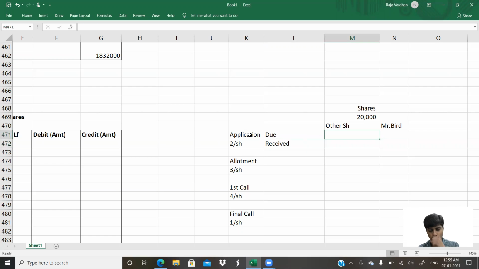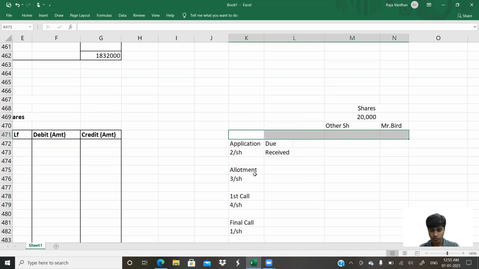How much was due, how much is received? With respect to other shareholders, how many shares do they hold firstly? Mr. Bird holds 300 shares. Am I right? Yeah, 300 shares. So others hold how many shares? 19,700 shares. So this table gives us a wholesome understanding of the data.